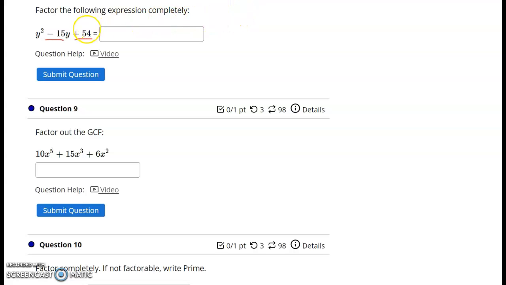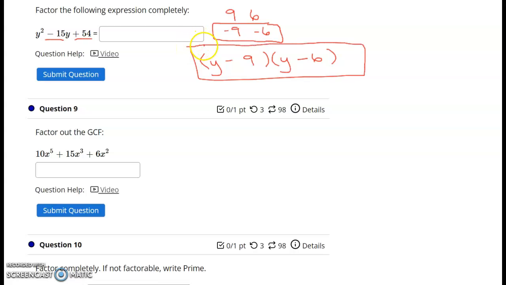So 54, you might have to kind of think through the factors, write them all out. But I'm thinking 9 and 6. Now, they have to either be both positive or both negative because they have to multiply to be a positive 54. So either positive 9, positive 6, or negative 9, negative 6. But since they have to add to negative 15, we know they've got to be negative. So we write our y out front, and then minus 9, minus 6. And that's it. That would be our final answer. Put it in that box.